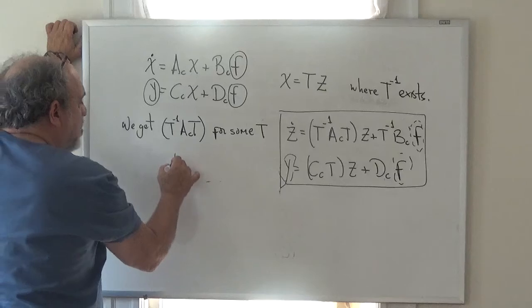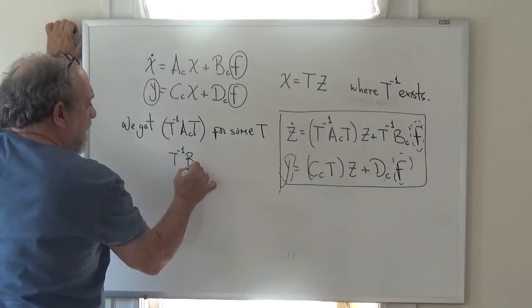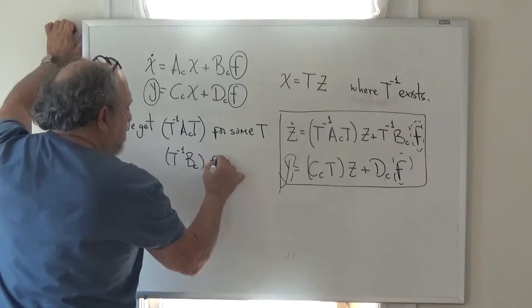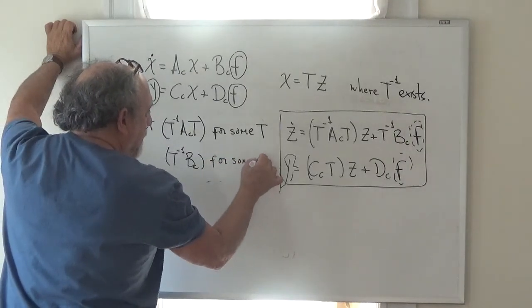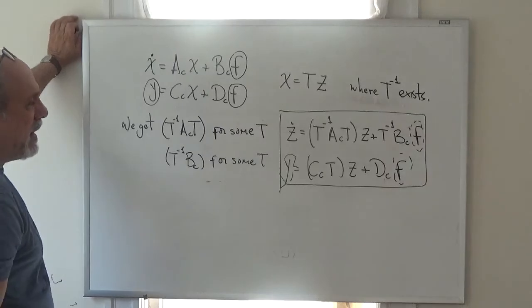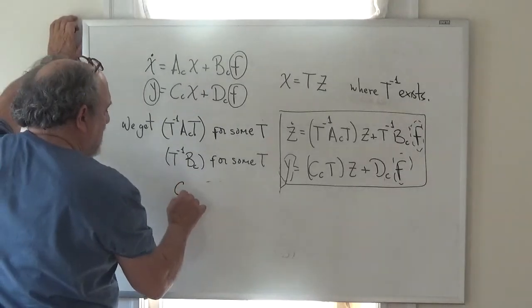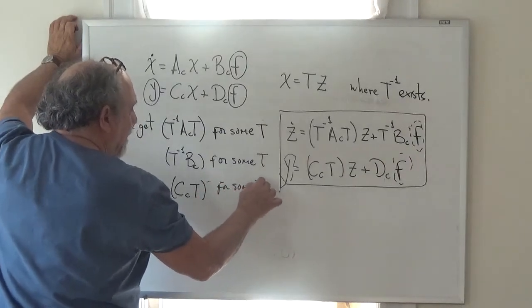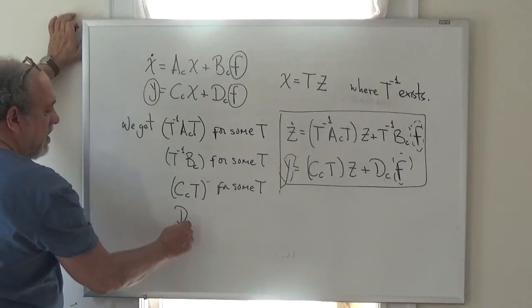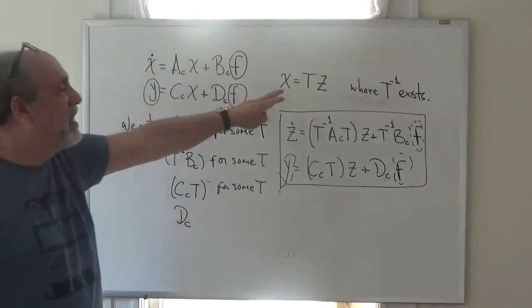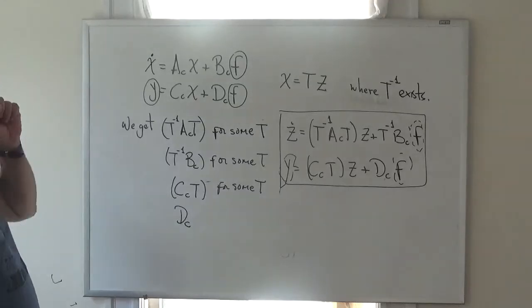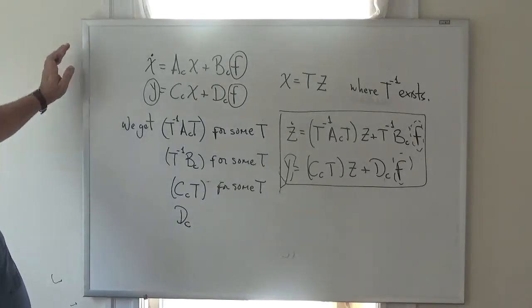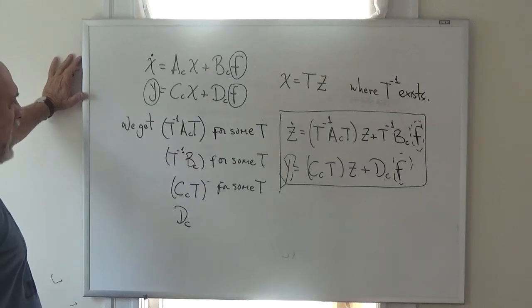And the B that we get is really T to the minus 1 B, for some T, right? Now what is the C that we get? Well, we get C C times T for some T, right? The only thing that we all agree on is D C, because that doesn't depend on the T, which is the transformation that puts it in some bases that we don't know. At this point, it doesn't look so great. Okay, so it's not the same A, it's not the same B, it's not the same C. So what do we really know?